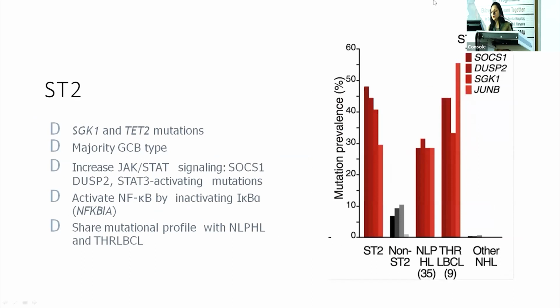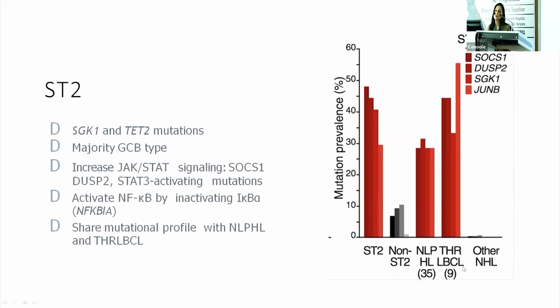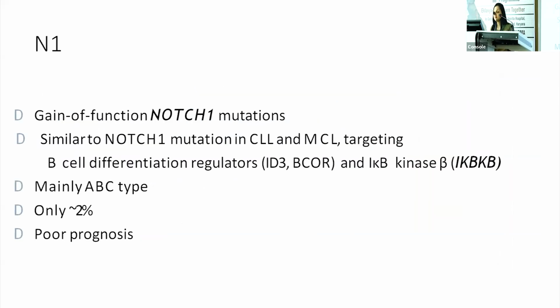Then the ST2 group, they have SGK1 and TET2 mutations. The majority are again GCB type. And they are also similar to NLPHL and THRLBCL. So tomorrow it is quite possible that these come and are grouped under one category because their mutations are quite similar. Then there is the A53 group, which has TP53 mutations, frequent chromosomal abnormalities, and inactivation of beta-2 microglobulin. Then the N1 group, which has NOTCH1 mutations, has poor prognosis.